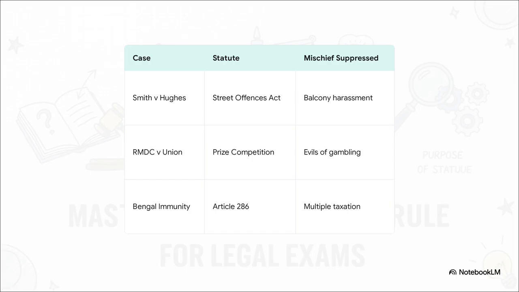Then, in RMDC v. Union of India in 1957, interpreting the Prize Competition Act, the Supreme Court looked at the legislative history and narrowed a really broad definition to specifically target the evils of gambling, not just all competitions of skill. And in Bengal Immunity Co. in 1955, the rule was used to interpret Constitutional Article 286, curing the massive economic mischief of multiple provincial taxes hitting a single interstate sale. So that's 3 different statutes, 3 different problems, all solved with one consistent purposive approach.